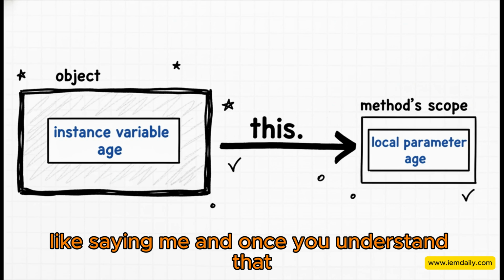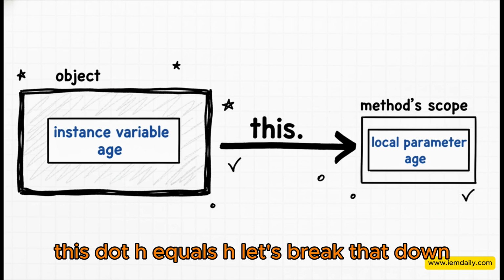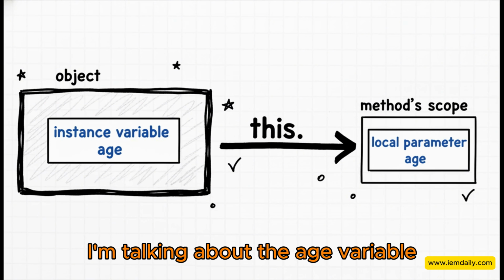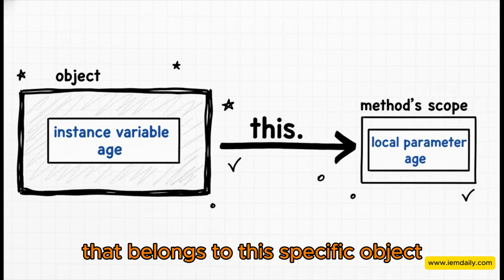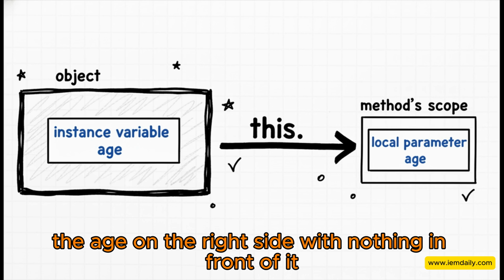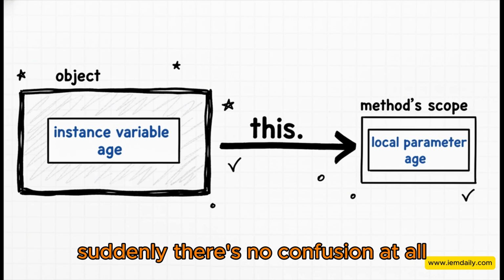And once you understand that, the fix becomes incredibly simple. this.age = age. Let's break that down. this.age is telling Java, I'm talking about the age variable that belongs to this specific object. The age on the right side, with nothing in front of it, is just our plain old local parameter. Suddenly, there's no confusion at all.